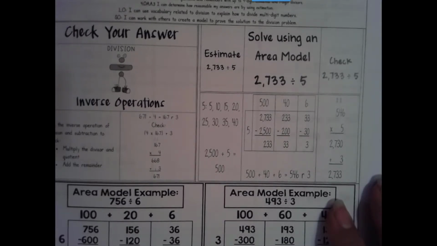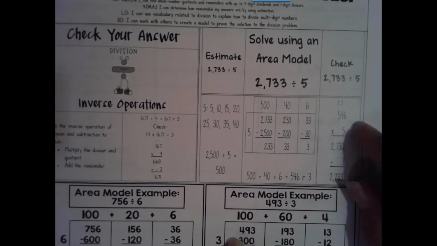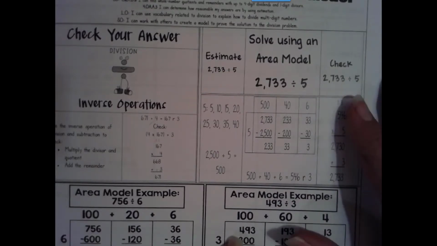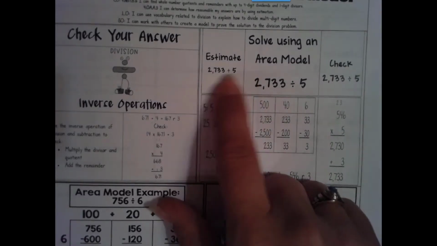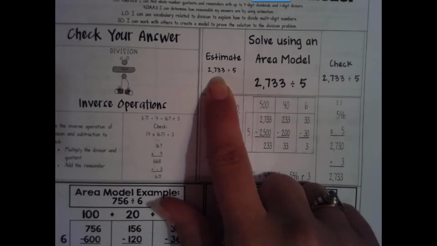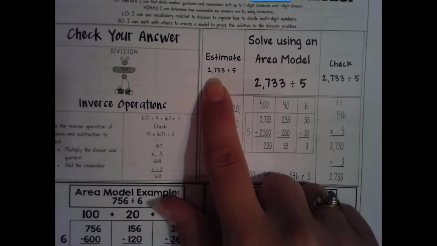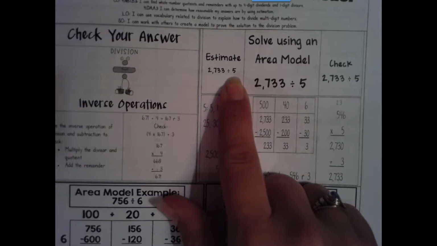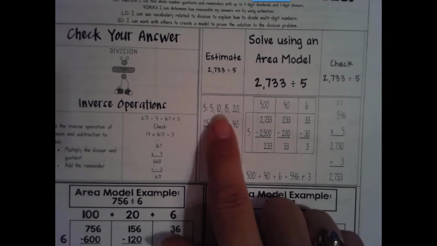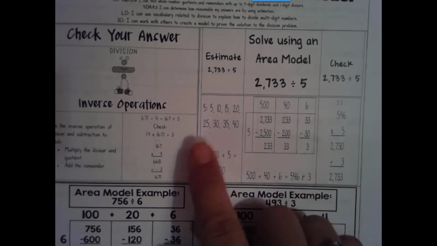Okay, so now, last lesson we looked at the rectangular array to solve. Well, we're going to use a similar setup, but instead of drawing the base 10 blocks, we're just going to use numbers to represent what's going on. So here we practice our estimation. Remember, division has different estimation steps than anything else. We do not round. We look for a compatible number by listing the multiples of your divisor. So the multiples of 5 are 5, 10, 15, 20, 25, 30, 35, 40, and you can keep going.